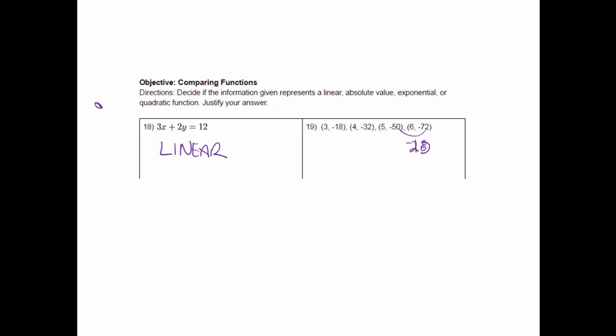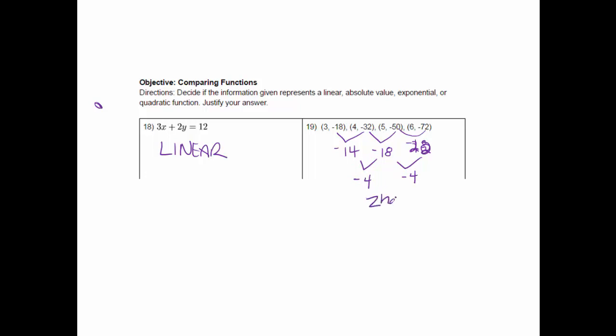Okay, and then if I subtract negative 50 and negative 32, I am going to get negative 18. And then if I subtract negative 32 minus negative 18, that's going to give me negative 14. Notice it can't be linear because the first differences are not constant. But if I subtract again, negative 22 minus negative 18 is negative 4. Negative 18 minus negative 14 is also negative 4.